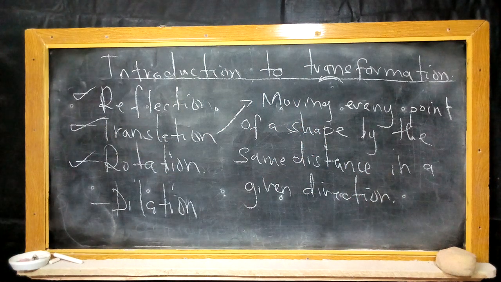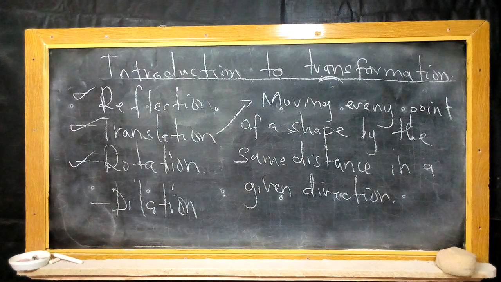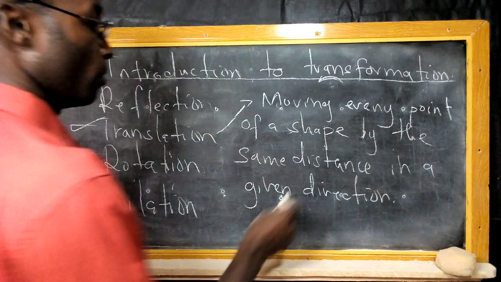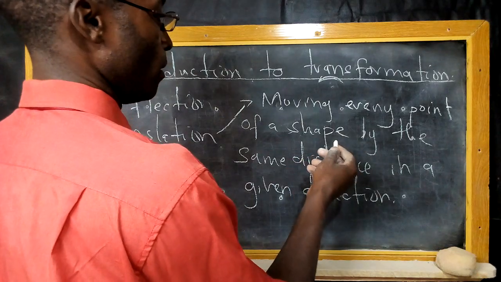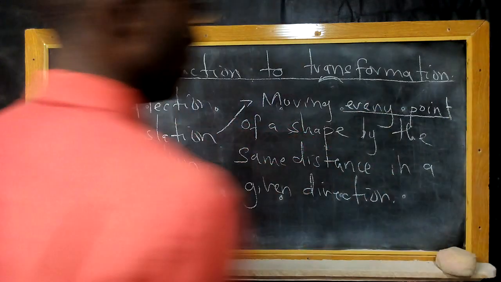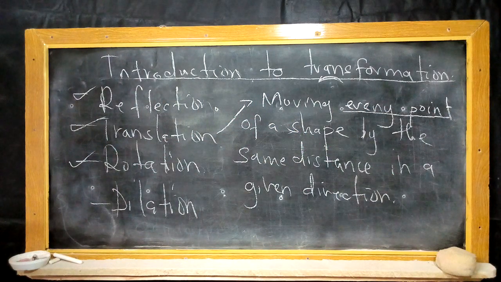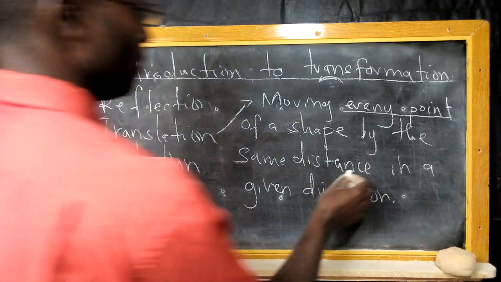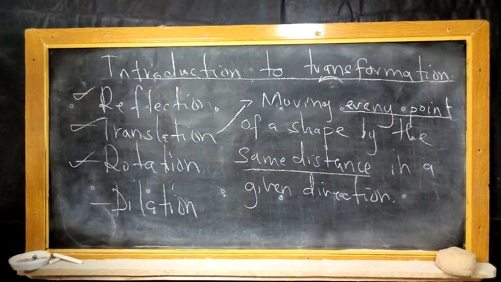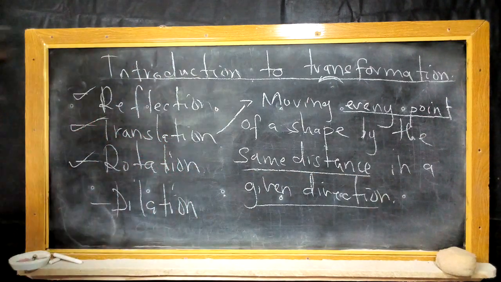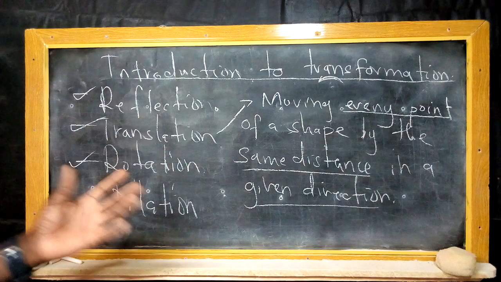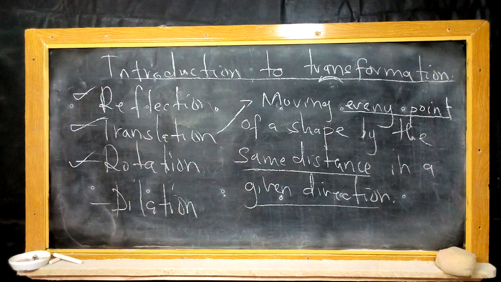So this translation means moving every point of a shape by the same distance in a given direction. So we can just look at these three aspects here: every point of a shape, by the same distance, in a given direction. So this one in a nutshell defines the characteristics of a translation.